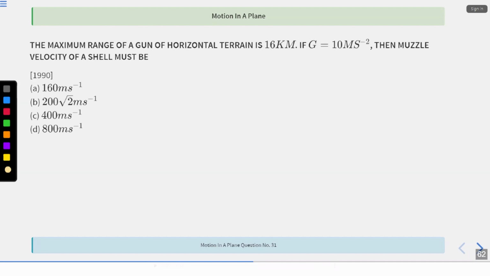I'm Amodini and I'm a student at IIIT Sri City, and I'm going to cover most of the PYQs from the topic scalars and vectors. So let's begin with the 31st question.